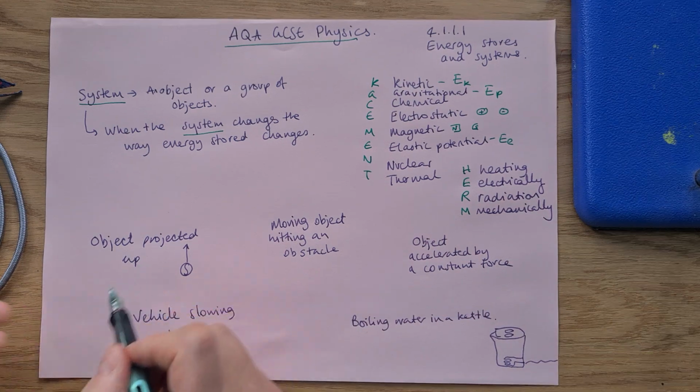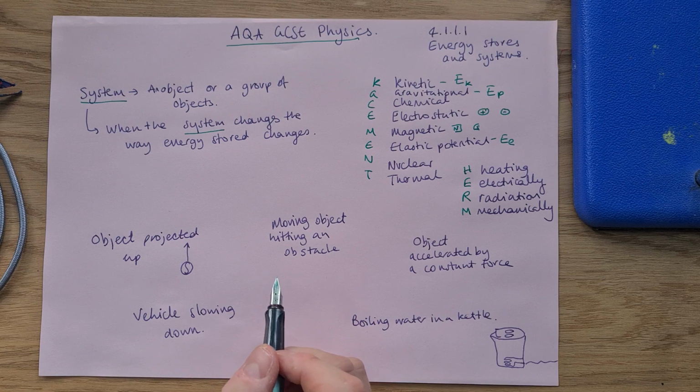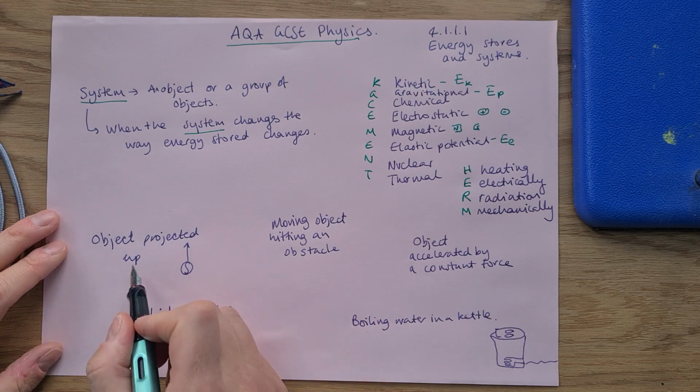Right, now there are 5 examples that AQA want you to know about in terms of how energy can be transferred. They could ask you about anything, but these are their example common situations. So, an object projected up.